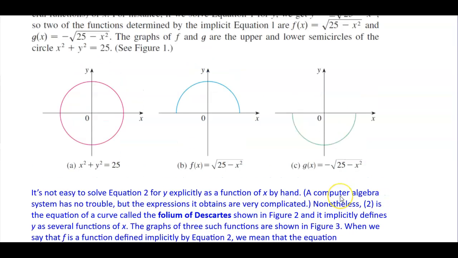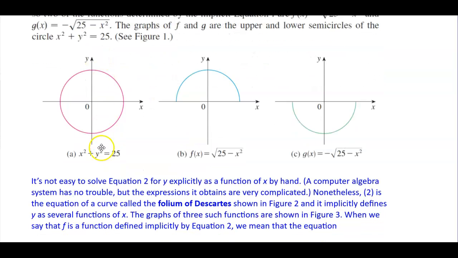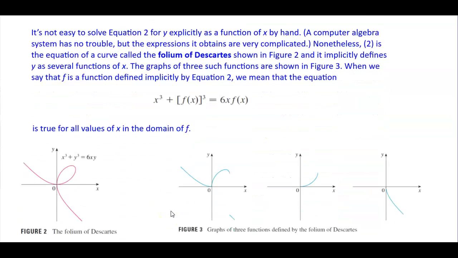Okay, now if we take a look at equation number 2, which is x cubed plus y cubed equals 6xy, it's not easy to solve equation 2 for y explicitly as a function of x by hand. Now, a computer algebra system has no trouble, but the expressions it obtains are very complicated. Nonetheless, equation 2 is the equation of a curve called the Folium of Descartes, and that is shown down here on the left in figure 2. It implicitly defines y as several functions of x. Now the graphs of three such functions are shown here in figure 3. Here are the three functions defined by the Folium of Descartes.